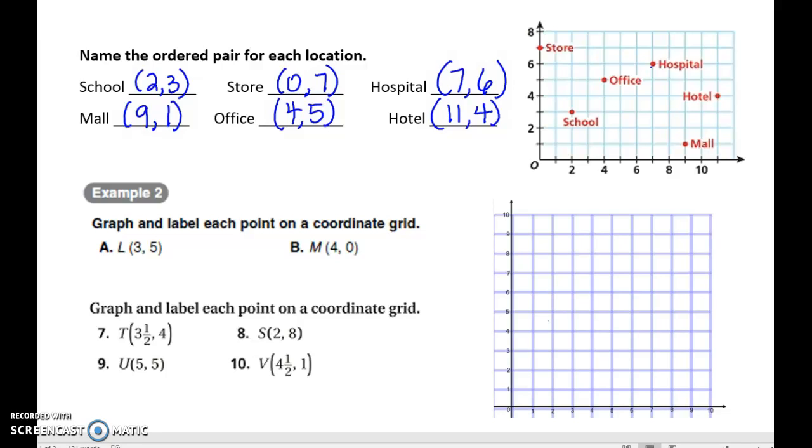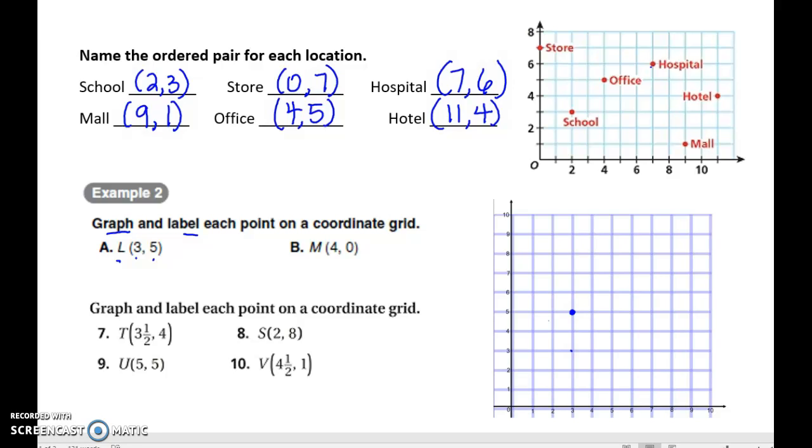All right, so now my next step is that I have a blank grid, and they're going to give me points, and I have to put the points on. Easy enough. So I'm going to graph and label each point. So notice it says L, that's the label I'm going to give it, and here's my coordinates, 3 and 5. So I'm going to go across 3 and up 5. So I come down here and I go 1, 2, 3, 1, 2, 3, 4, 5.